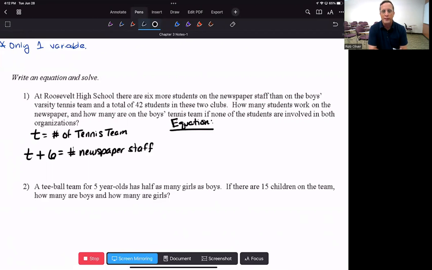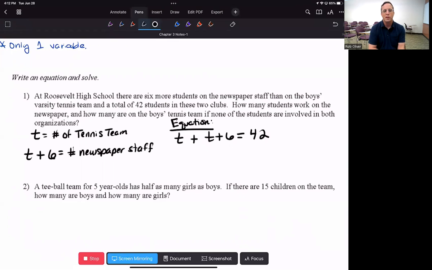I think at this point, setting up the equations is where the work needs to be done, and you need to kind of put the most effort into that. So the equation here is going to be T plus 6, because that's the newspaper staff. So this T represents the tennis team, and T plus 6 represents the newspaper staff. And we want those to both equal 42 because it says that in the problem.